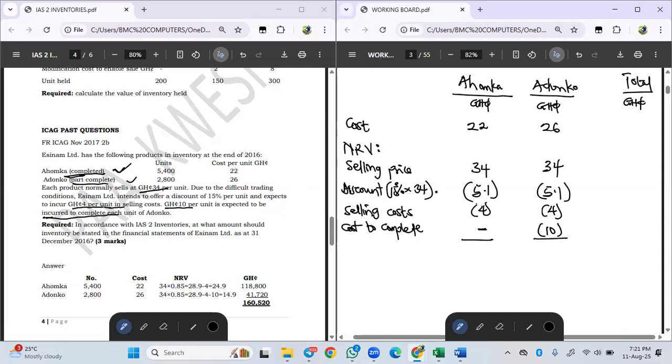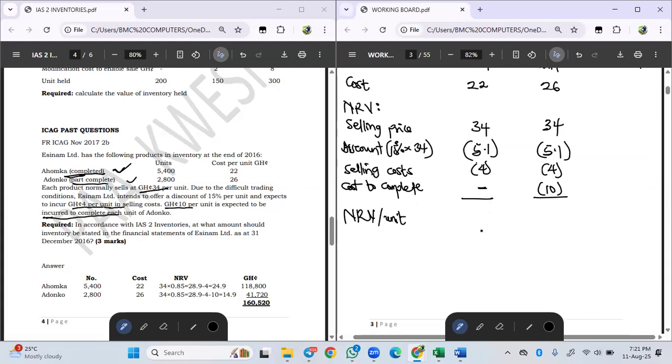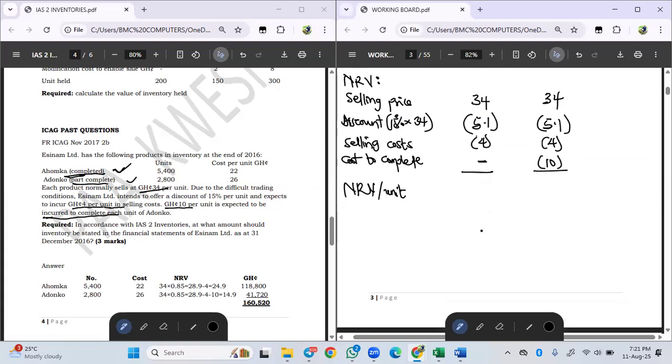So please, what is the net realizable value? This one is NRV per unit. So please, what do you have? We have 24.9 for Ahunka and 14.9 for Adonko.